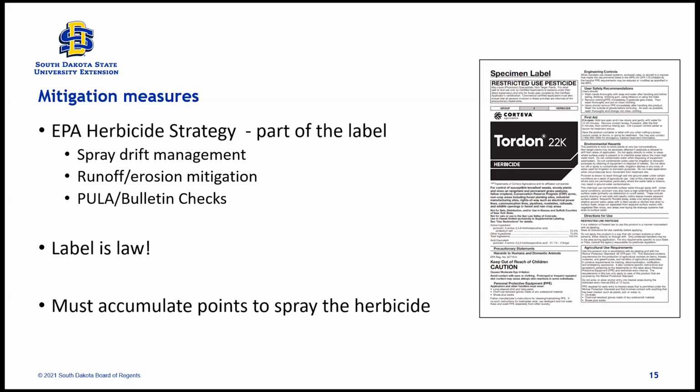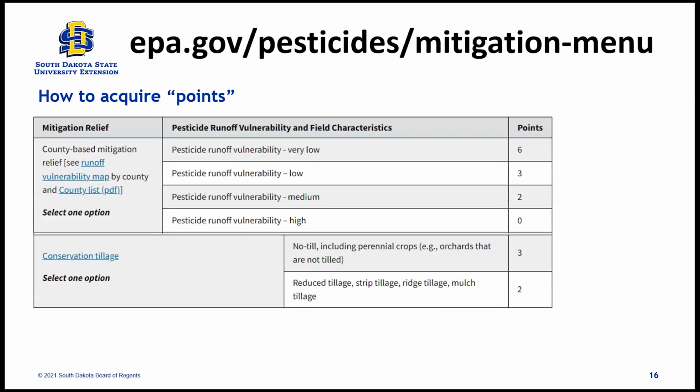Now, there is this strategy, but in order to even spray the herbicide now, you have to accumulate points. And there's a whole lot of things we can do to acquire these points. So on this presentation, we have the EPA.gov URL. I mean, you can go to any web search engine and type in EPA herbicide strategy, and it'll take you here. But how do you acquire these points? Well, it's maybe a confusing thing, but I want to point this out right away.